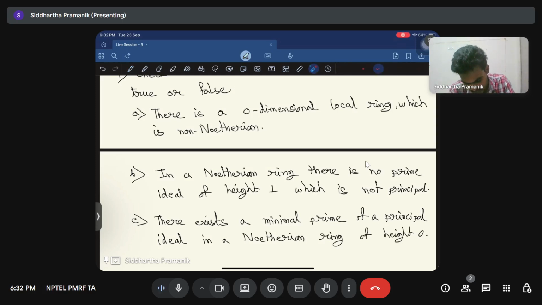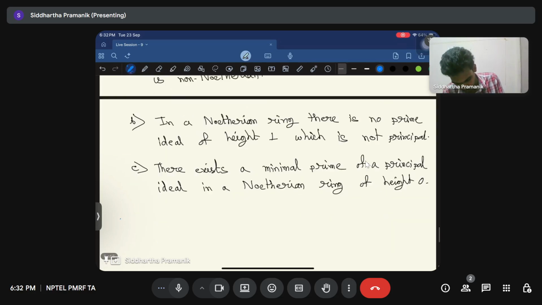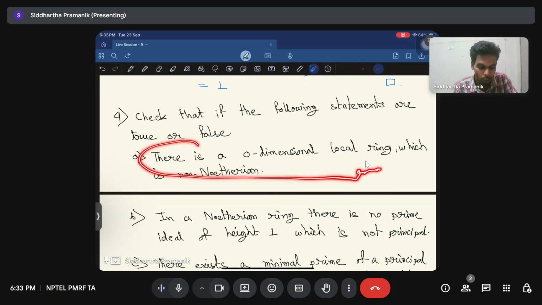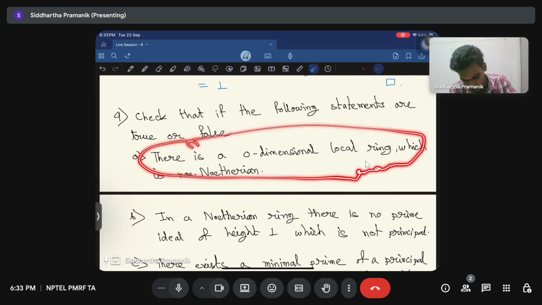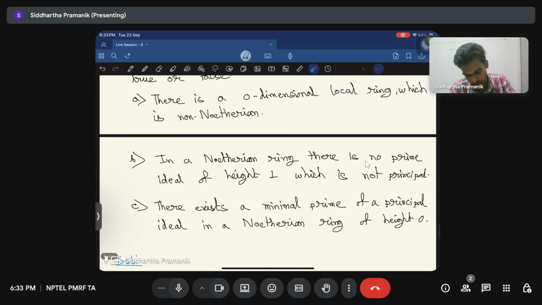Okay, there are three statements and we have to check whether they are true or false. So let's start with the first one. The first one says there is a zero-dimensional local ring which is non-Noetherian. So either we have to find some example or we have to disprove this statement.